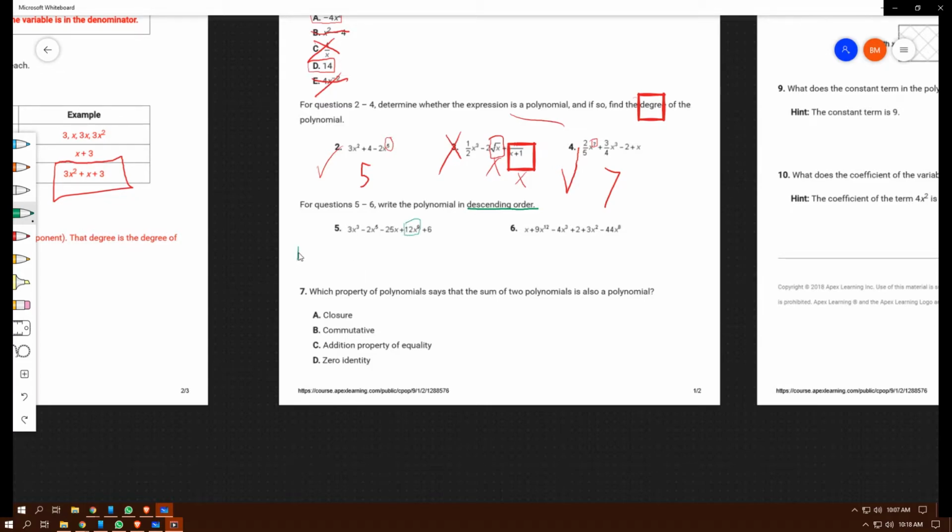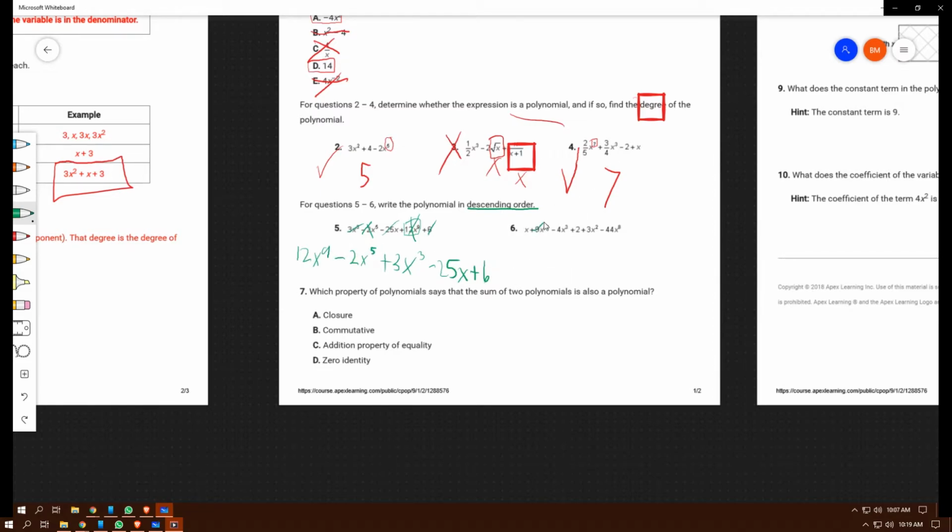All right, so 5. The biggest exponent is 12x to the ninth. So I get that, and I write it first. I look for the next biggest exponent, and I bring the sign with it. It was a negative, so I got to bring that negative. Negative 2x to the fifth. And I look for the next biggest exponent, which would be cubed. I am not paying attention to the coefficients. Obviously, negative 25 is the biggest coefficient. That could go first, but we're not doing that, right? It's exponents. We got to pay attention to the exponents.